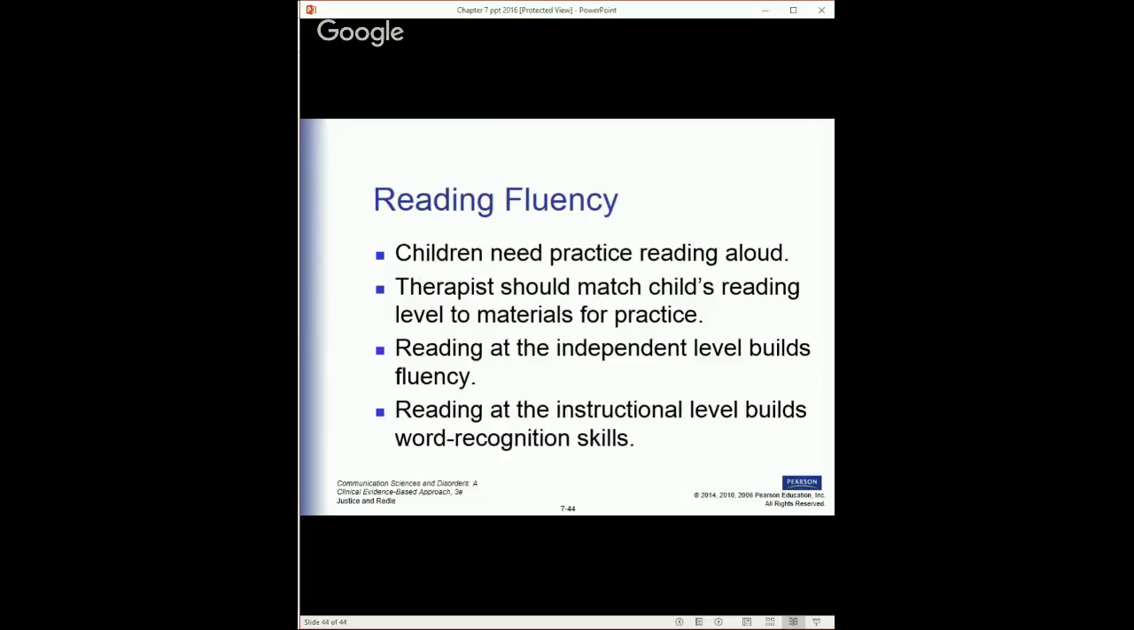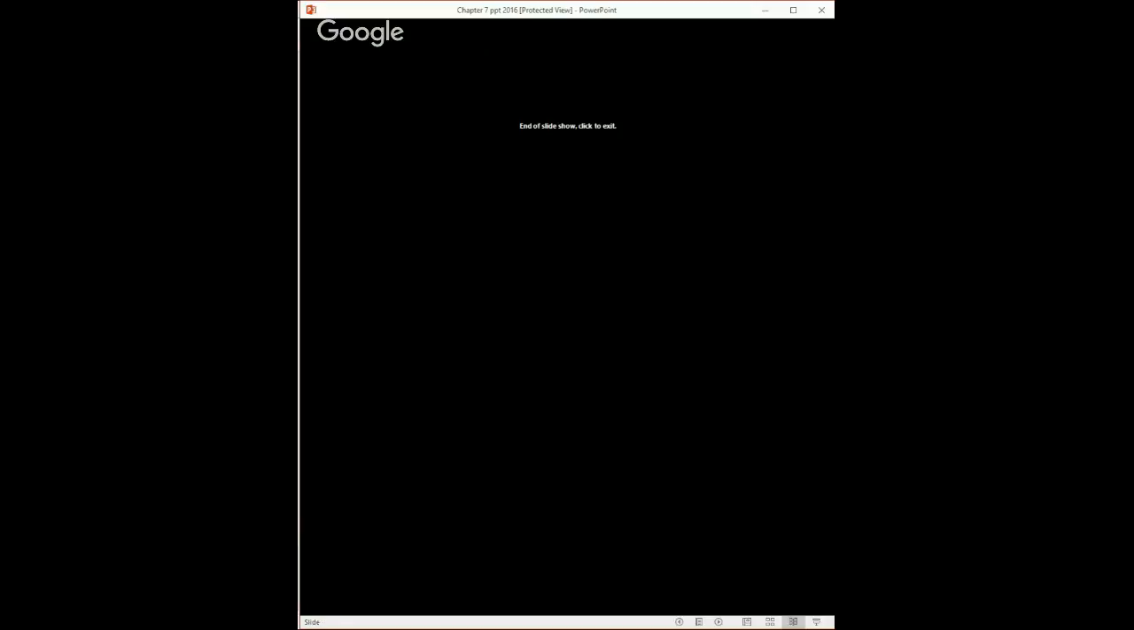Reading at the instructional level builds word recognition skills. And the instructional level is the level at which they recognize 90 to 95% of words automatically, and comprehension is at least 80%. So the instructional level percentages are a little bit lower than the independent level. Repeated reading aloud of independent level text builds reading fluency, whereas repeated reading of instructional level text builds word recognition skills. Both of these are important for helping a child learn and love to read in different types of texts.